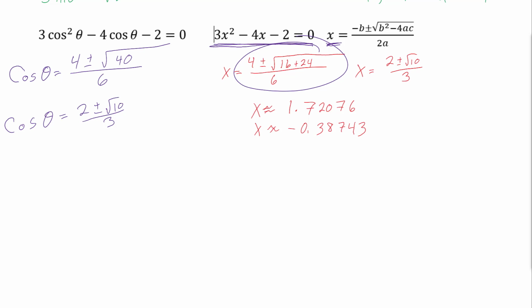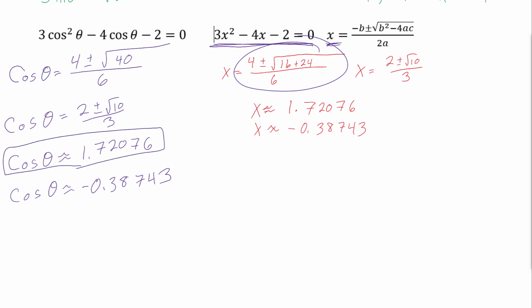So when we plug this into our calculator, and we did this on the previous video, we would have gotten that cosine theta must equal approximately 1.72076, or cosine theta must equal approximately negative 0.38743. As on the first example, this 1.72076 is not a valid solution for cosine theta. Cosine theta has to be between negative 1 and 1. So this is not a valid solution. We can ignore that one.